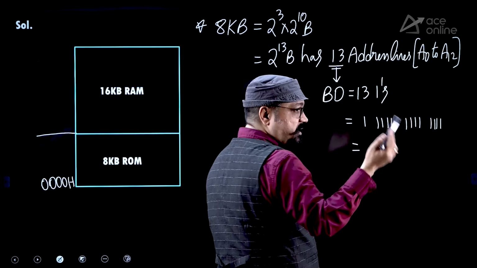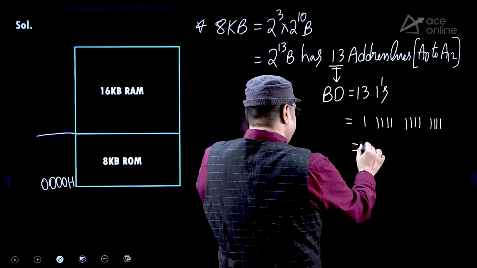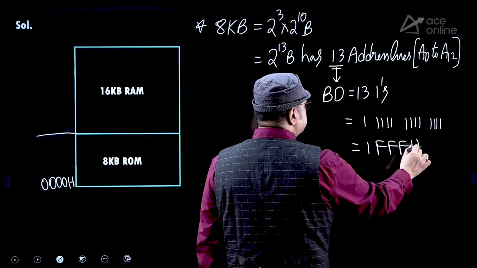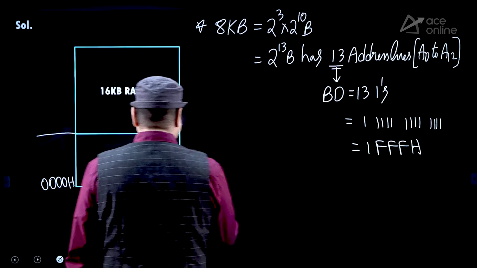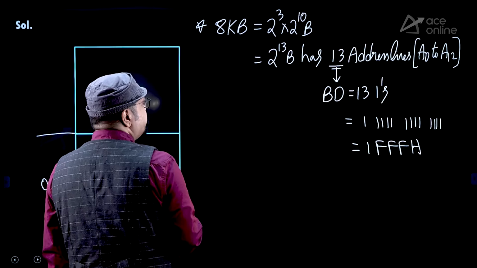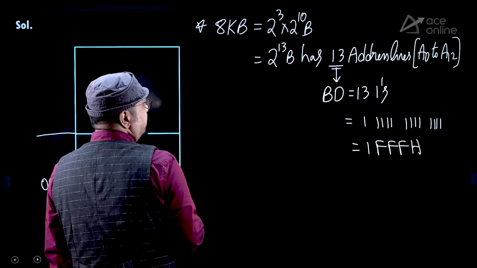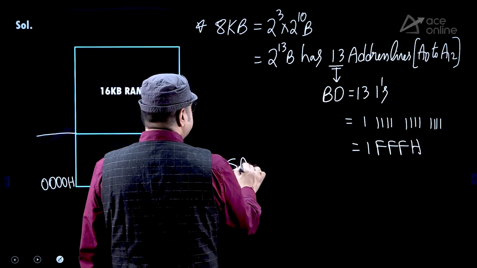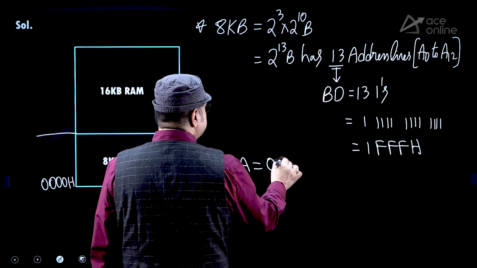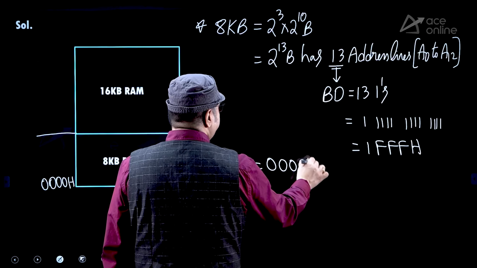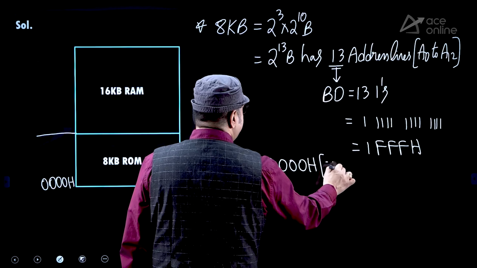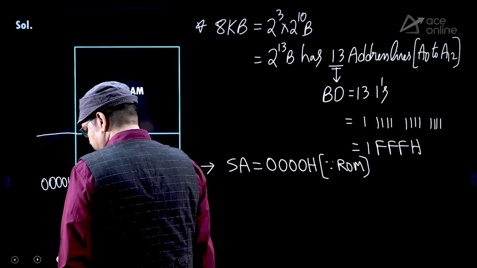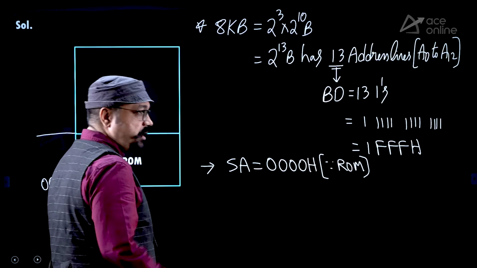We already did this in the first question. What is the byte difference? For 8 KB, the byte difference is 1FFF hexa. 1FFF hexa means, what is the starting address of this ROM IC? 0000 hexa, a 16-bit number, not 4 bit. Why? Because it is ROM, not because it is 8 KB. ROM always has to start from 0000 in 8085.